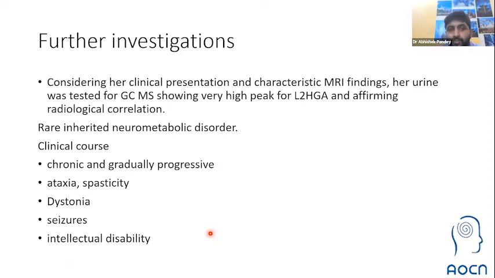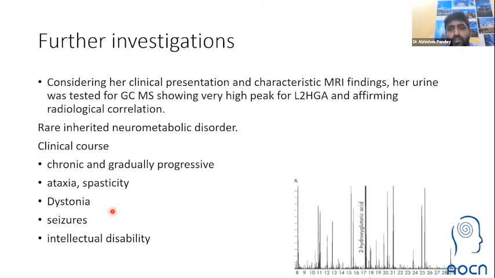Now, L2HGA is a rare metabolic disorder, and the clinical course is usually a very slowly progressive disease. They present with ataxia, spasticity, then sometimes they present with febrile seizures, and more often than not, later on they develop intellectual disability. Our child had presented with febrile illness followed by seizures.